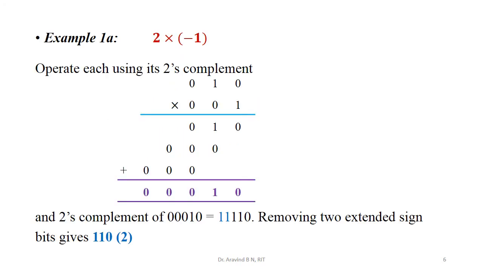Now let us have one example of multiplication. 2 into -1 we are going to have. Now, a positive number multiplied with a negative number. Represent them in the equivalent 2's complement realization. 2 is a positive number, therefore it is represented as 0, 1, 0. -1 is a negative number, so we are just going to consider 1 and keep the sign bit as it is. So 1 is represented by 0, 0, 1.